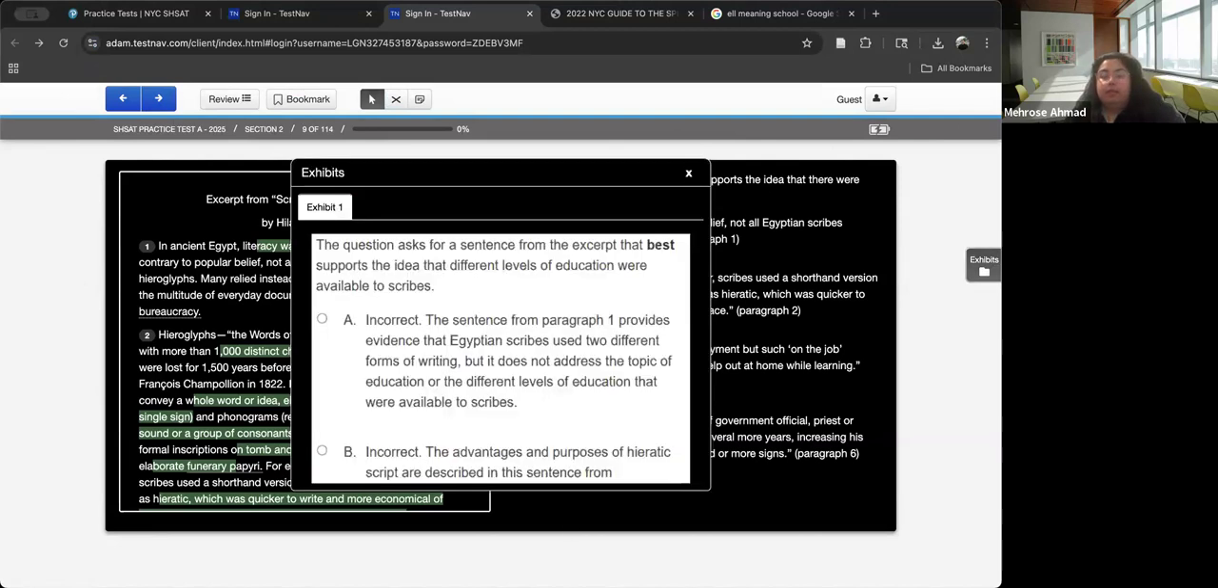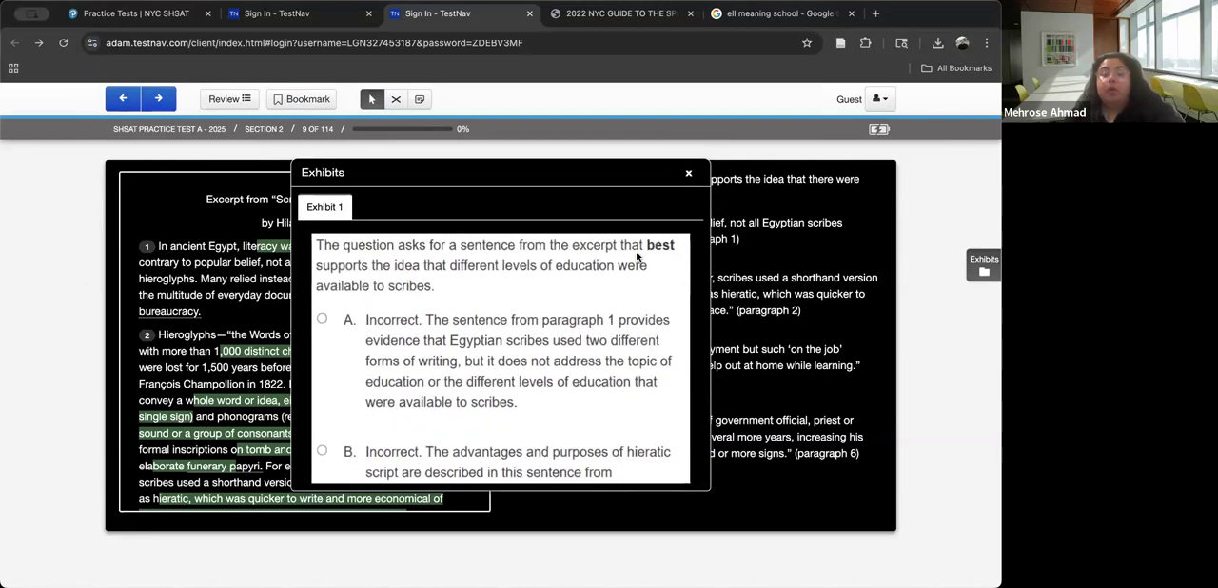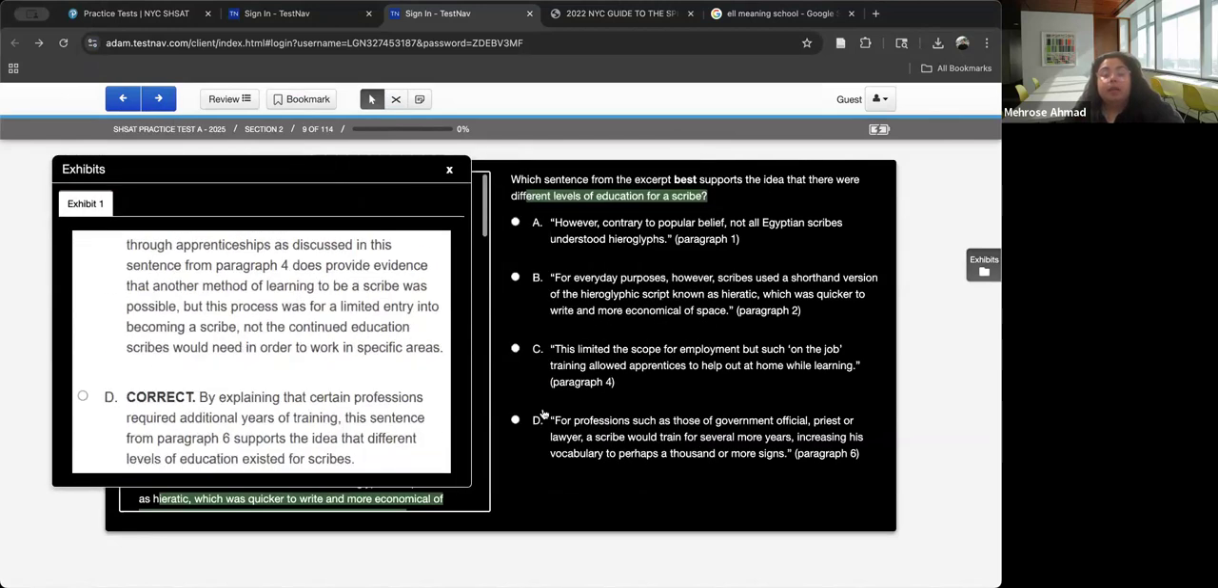And let's see what the answer is. The best answer is D. Why is D the best answer? D is describing the fact that certain professions require more training and an increase in vocabulary. This indicates that there is an opportunity for more education.